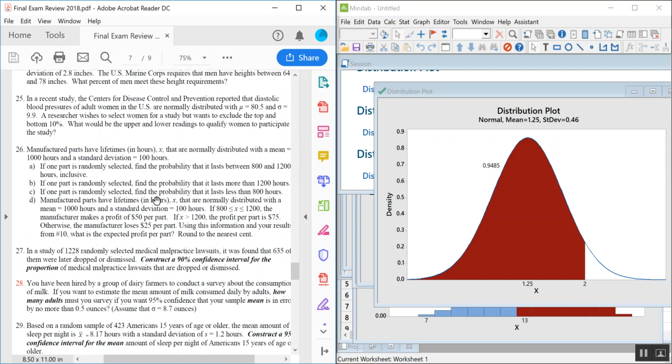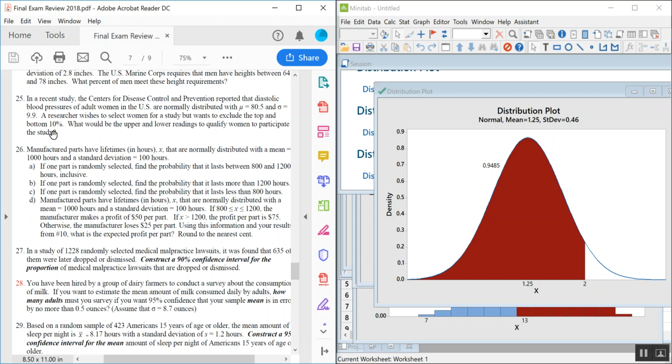Hey, let's do 25 now. A recent study for the Center for Disease Control and Prevention reports that the systolic blood pressure for adult women in the United States has a mean of 80.5 and standard deviation of 9.9. The researcher wishes to select women from the study, but wants to exclude the bottom 10%. So they want people who aren't really, really low in blood pressure. What would be the upper and lower reading to qualify to participate for the study?